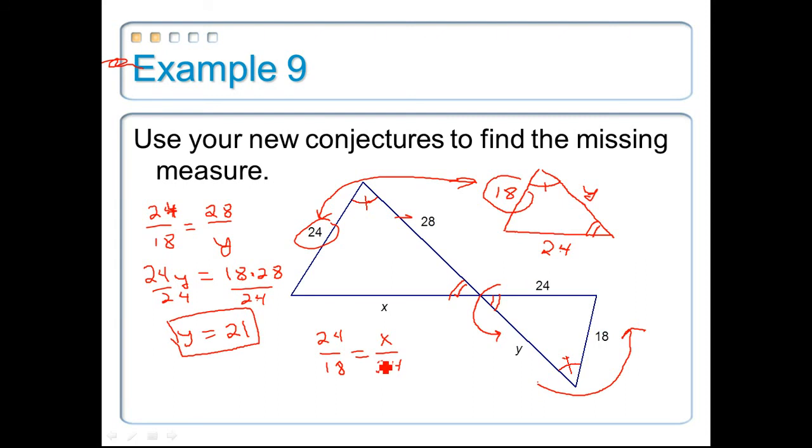Same thing here. I'm going to cross multiply, and I'm going to get 24 times 24, or you can write 24 squared equals 18x. Divide by 18, and this becomes 4/3. So x equals 32. 4 times 24 divided by 3 is 32. And we've done the problem.